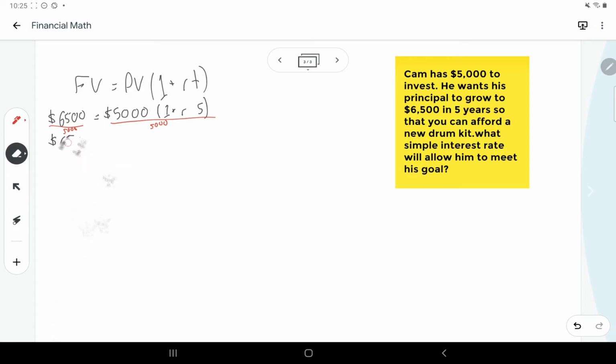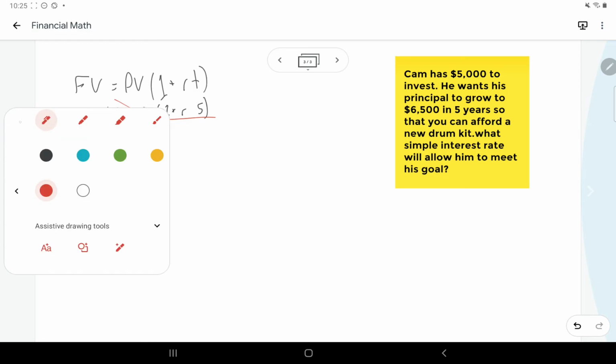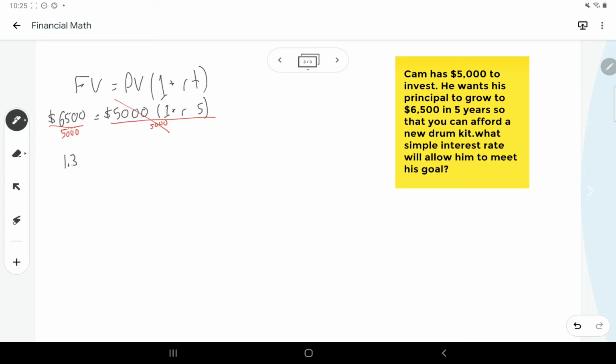Okay, give myself some extra room there. Okay, 5,000 and 5,000 cancel. They make 1, so we don't care about them. Then we have 6,500 on top of this fraction here, divided by 5,000. Okay, that should give us, we'll rewrite it down here, 1.3 equals 1 plus R times 5. We're going to put 5R, just because it's easier for me to write.